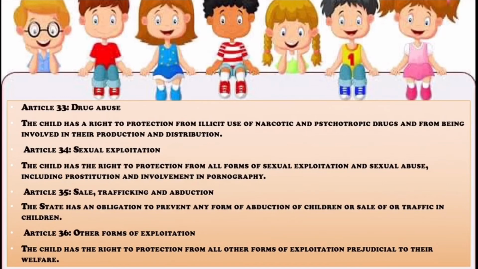And Article 35, sale, trafficking, and abduction. In Article 35, state parties shall take all appropriate national, bilateral, and multilateral measures to prevent the abduction of, the sale of, or traffic in children for any purpose or in any form. In Article 36, other forms of exploitation. In Article 36, state parties shall protect the child against all other forms of exploitation prejudicial to any aspect of the child's welfare.